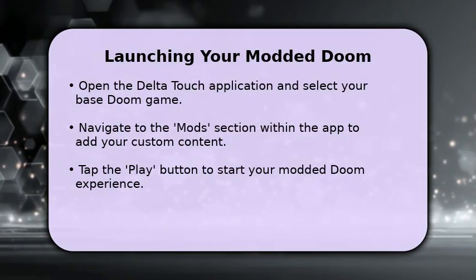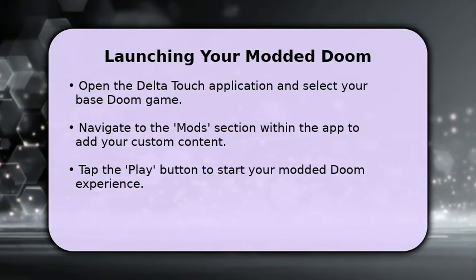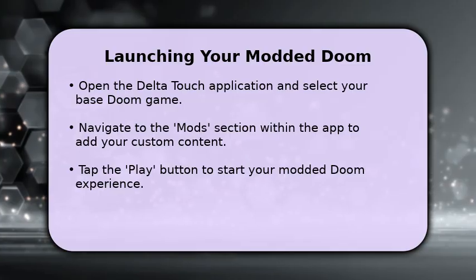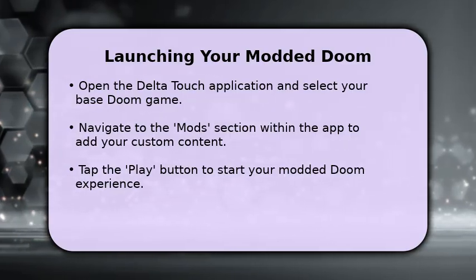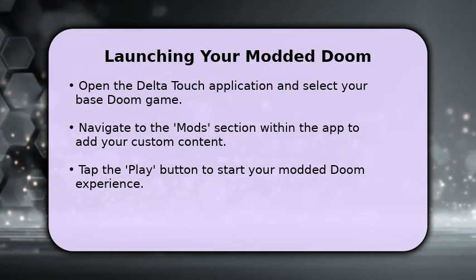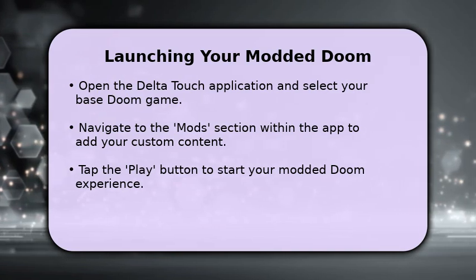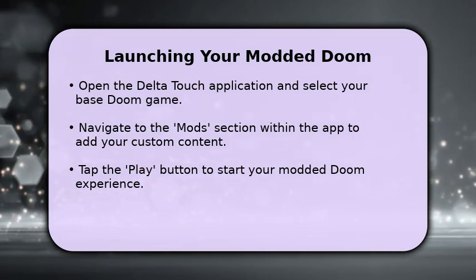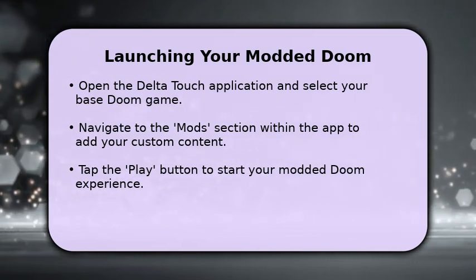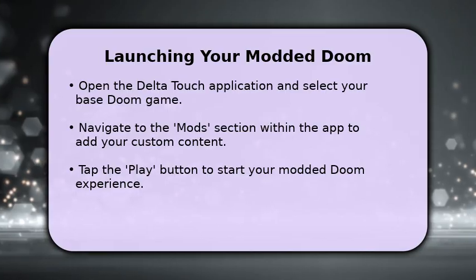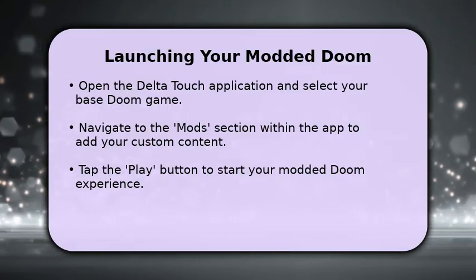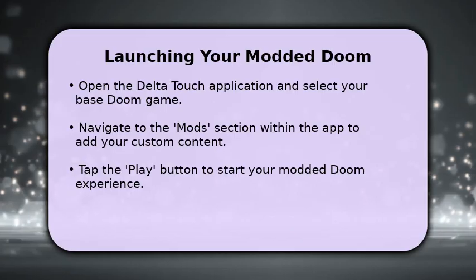With your files in place, open Delta Touch. You'll see a list of detected IWAD. Select the one you want to play. Then, tap the Mods button, usually found at the bottom right, to add your downloaded mod files. You can add multiple mods, creating unique combinations. After selecting your mods, simply hit play to jump into your customized Doom adventure.